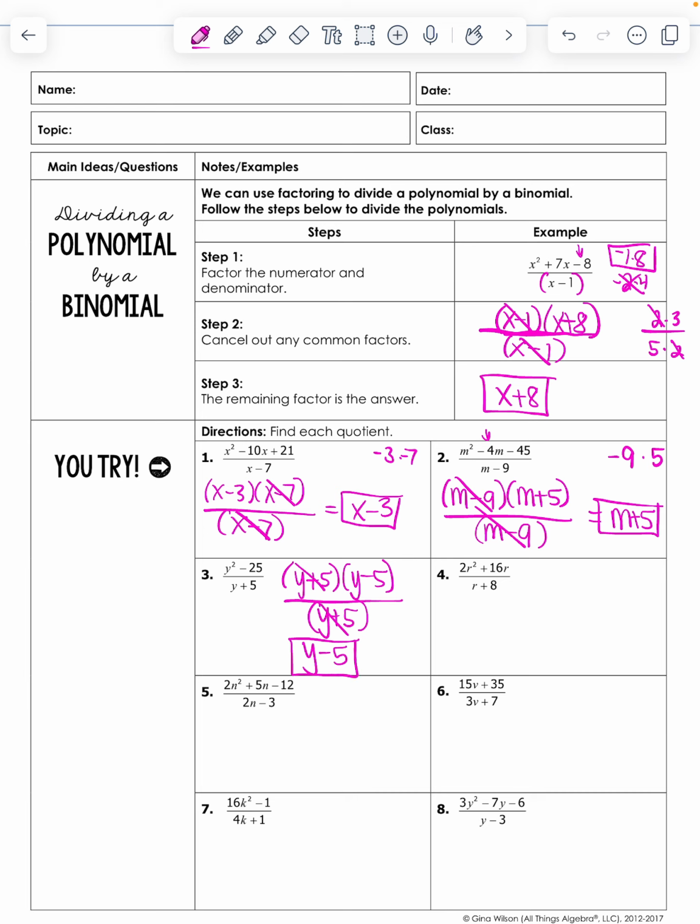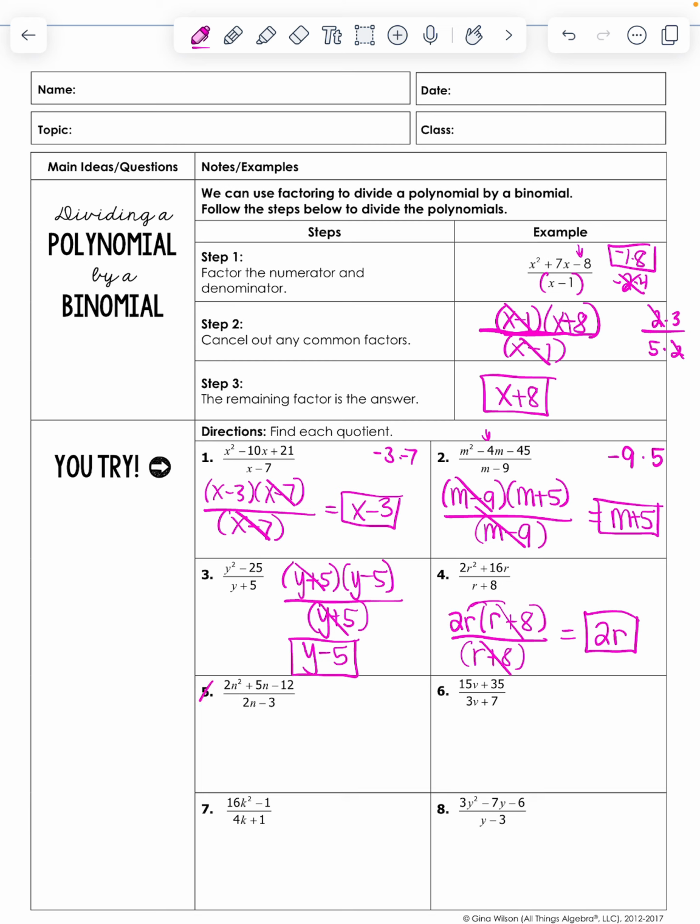Now, number 4 is interesting. It's actually not going to require us to do what multiplies to be this, adds to be this. It's just going to be a greatest common factor problem. The greatest common factor of 2r squared plus 16r is 2r. And when I divide 2r squared by 2r, I'm left with r. When I divide 16r by 2r, I'm left with 8. So I get 2r times r plus 8 in the numerator. You can always multiply it back through if you need to check to make sure. And the denominator is r plus 8, which is the same thing here, cancels out. We're left with 2r as our final answer.